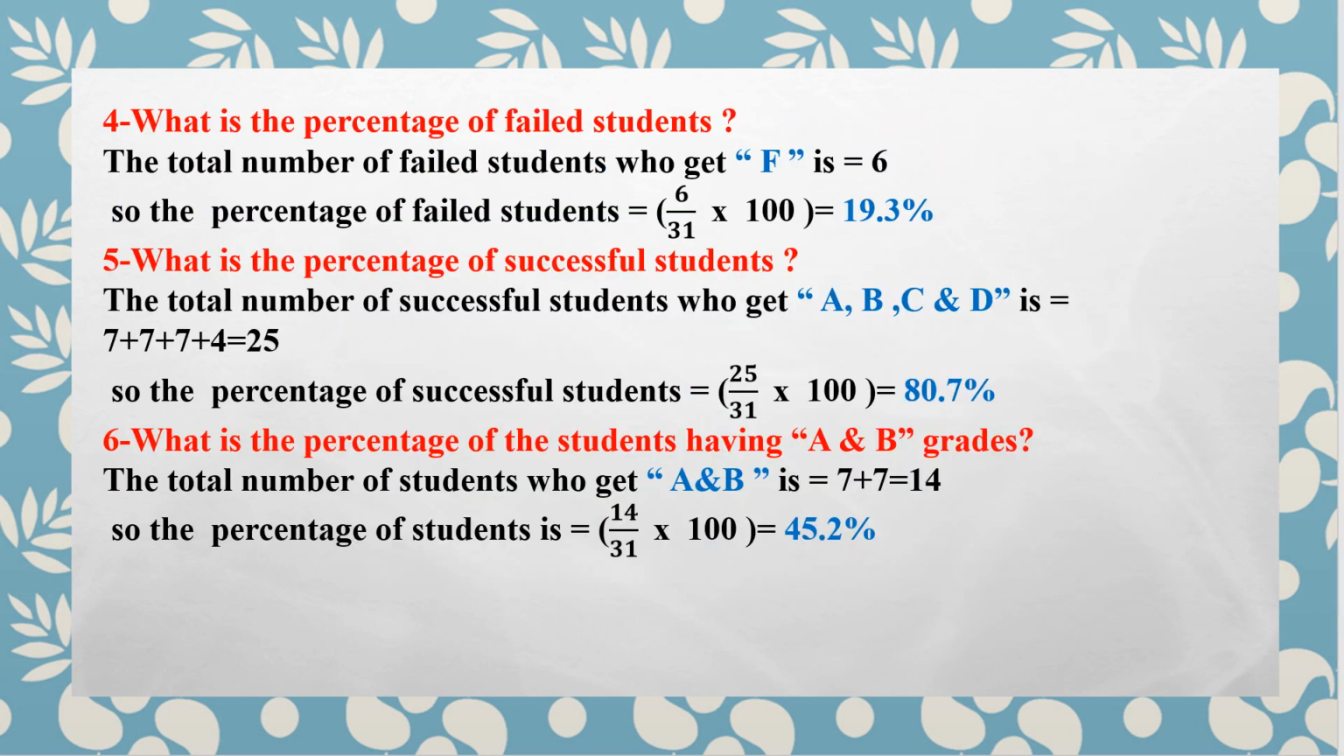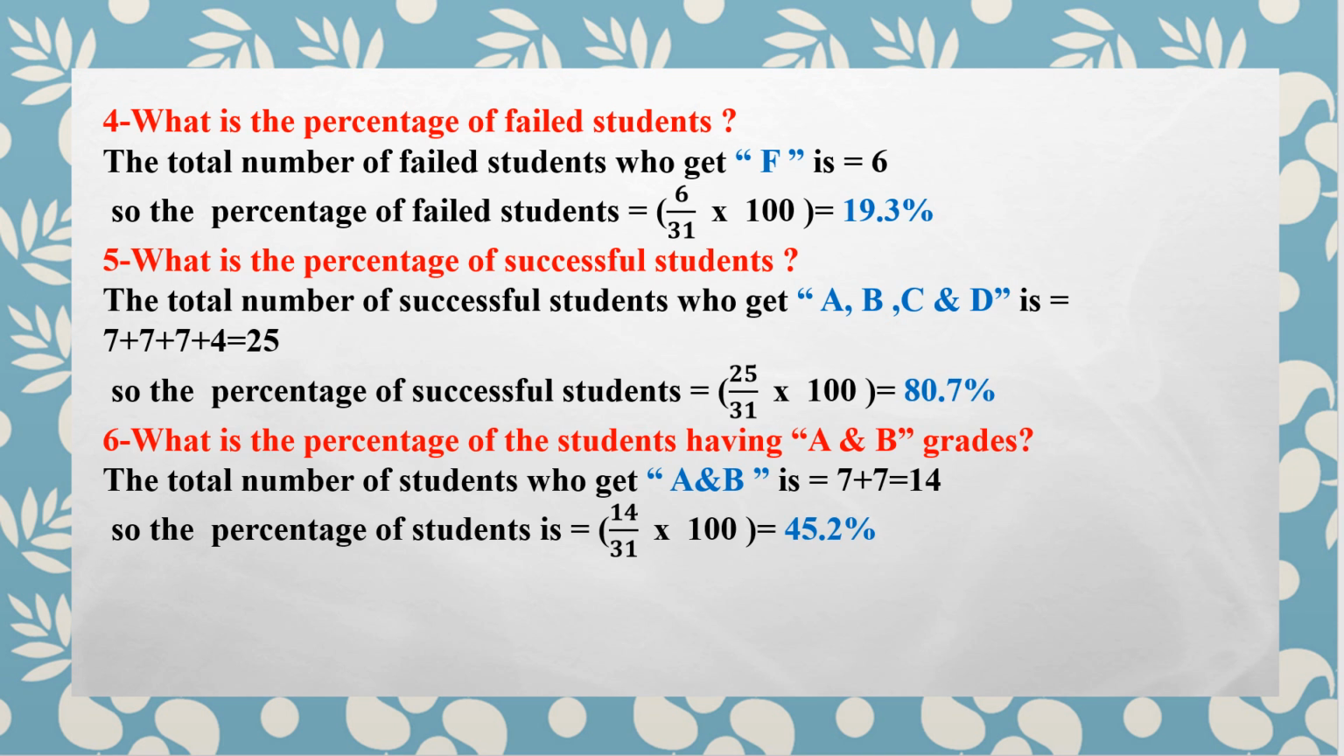What is the percentage of failed students? As we know, failed students are those who get F, so the number of students who get F equals 6, and this is the frequency of the class F. So the percentage or the ratio equals the frequency for the F class divided by the total frequencies for all classes times 100. And this equals 6 over 31 times 100, which gives 19.3%.